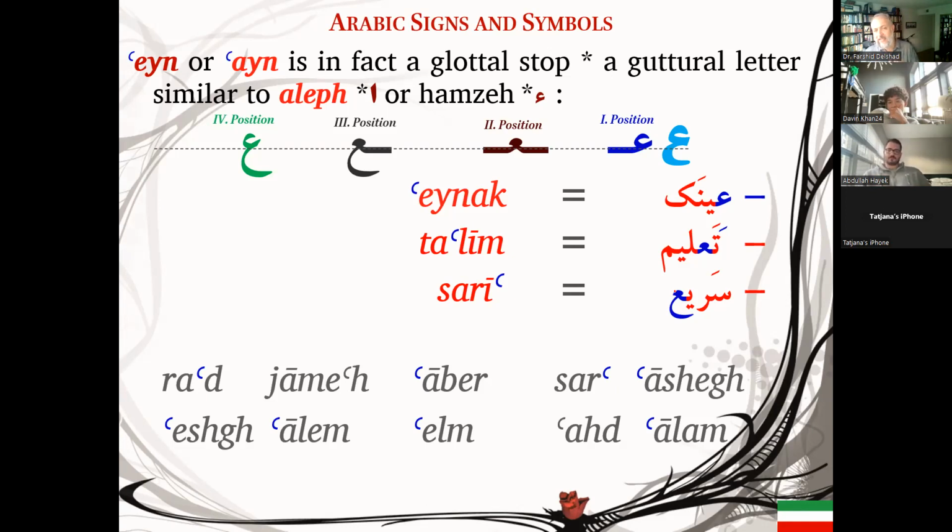Now, you see that this letter ዐyn is positioned in each of these 3 words in a different place. In the word ዐynک it is at the beginning, in the word ta'lim it is in the middle, and in the word sarī it is at the end. Now, you see that my pronunciation of these 3 words with integrated ዐyn is exactly as if I would have an aleph. I say ዐynک, ta'lim, and sarī. I don't say ዐynک or ta'lim or sarī'a.